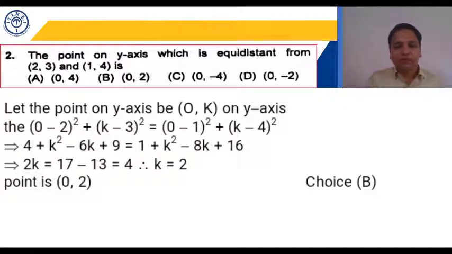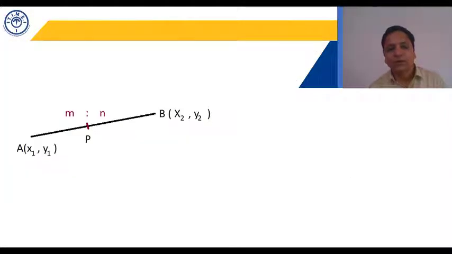I hope this is clear to everyone. We used the basic expansion of a minus b whole square, and we get a single value of k because the expression was not quadratic. It reduced to a linear. Then we move to another concept, another part, that's called section formula.